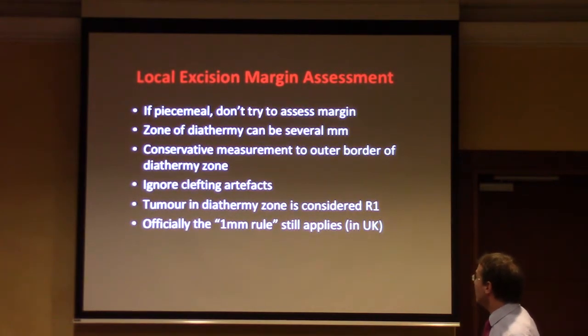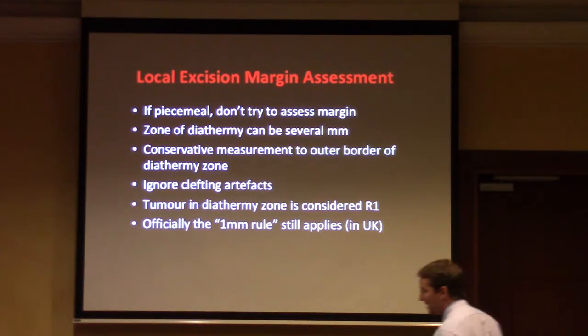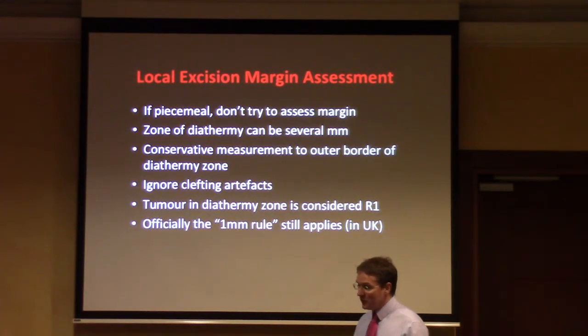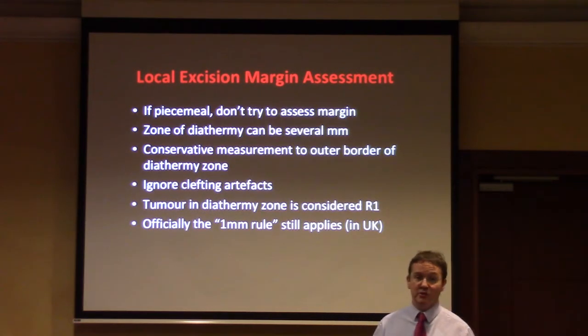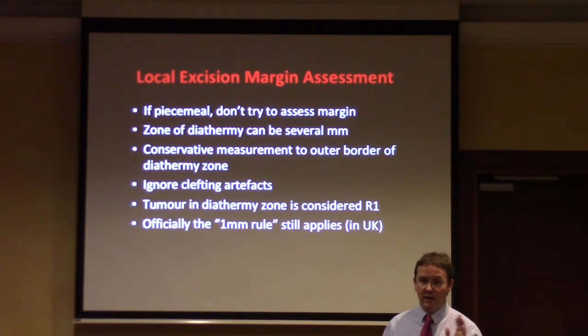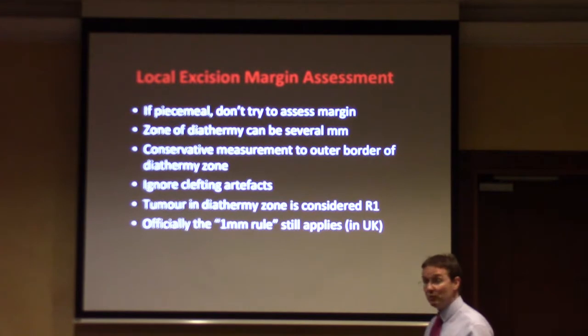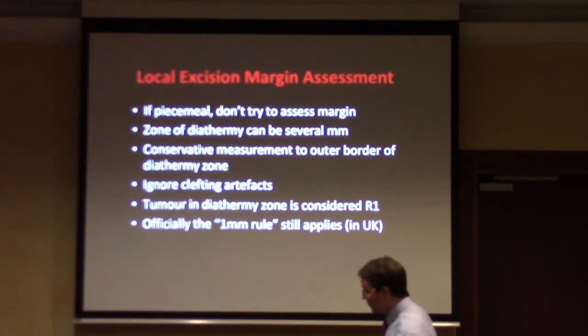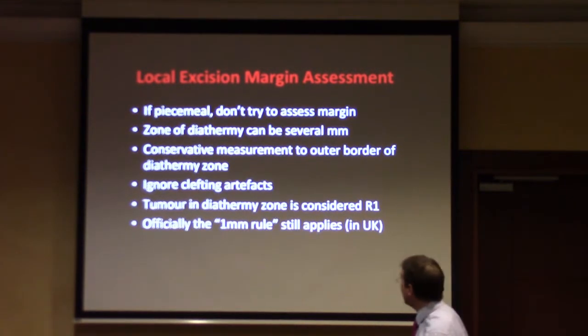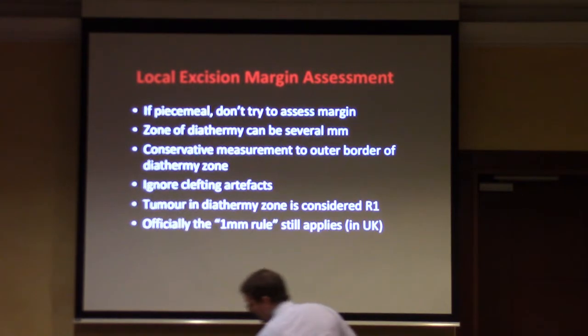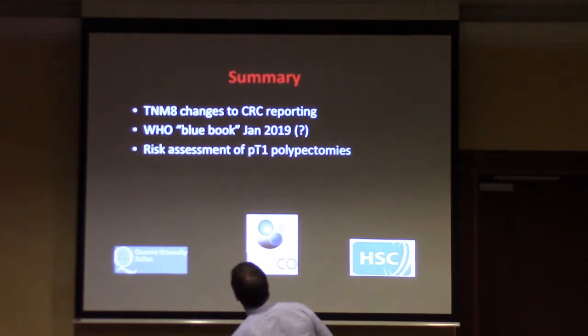Be conservative in the measurement, I think. Ignore the clefting artifacts, and in practice, if we see tumour in that diathermy zone, and sometimes an immunostain, keratin, or increasingly I like to just do a CDX2, and that might highlight little bits of tumour that are really distorted, but in the diathermy zone, and that defines your R1 or gives you reassurance that there's no tumour in the zone. So I'm doing that more and more often now, actually. And we still have a 1 millimetre rule.